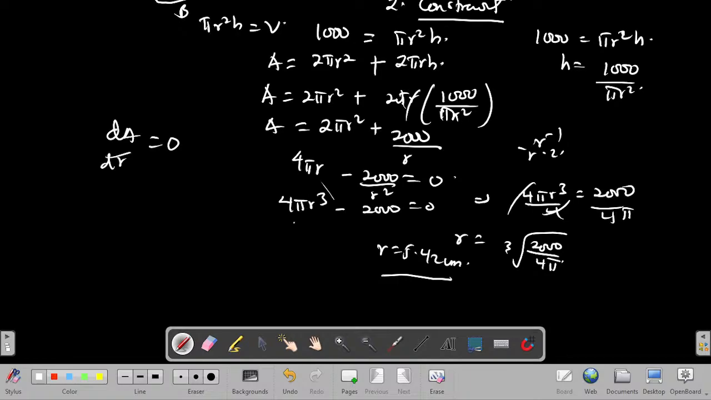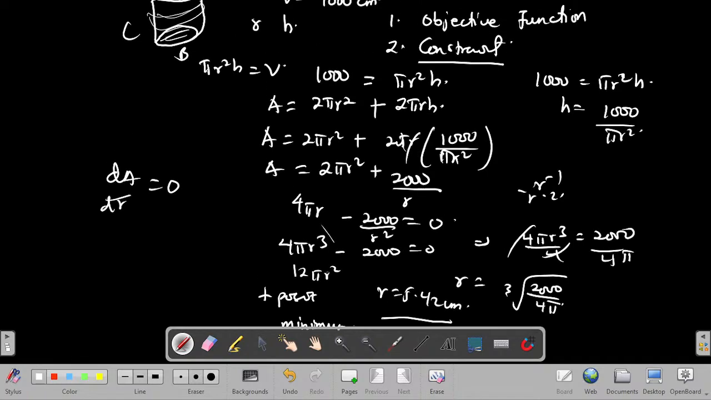Here I'm going to have 12 pi r squared. Is it going to be 0? 12 pi r squared, and I put 5.4 inside. I'm going to get a positive number, which indicates a minimum. So therefore, obviously, 5.4 is the minimum value.